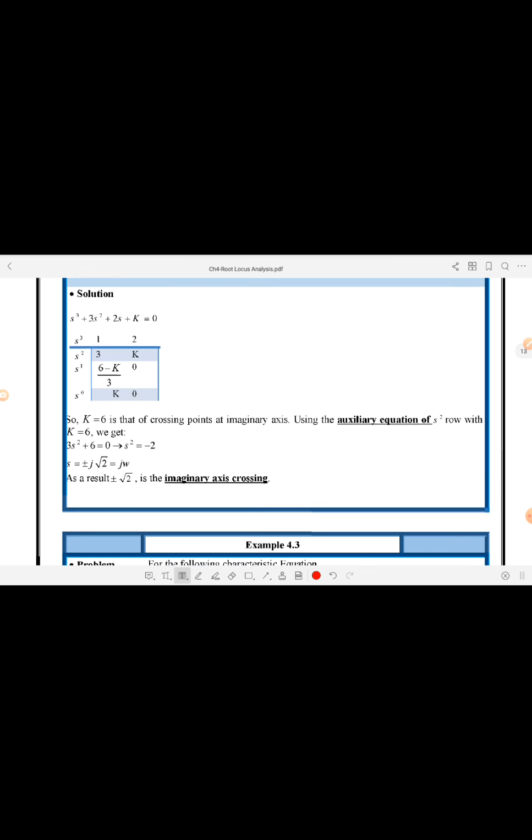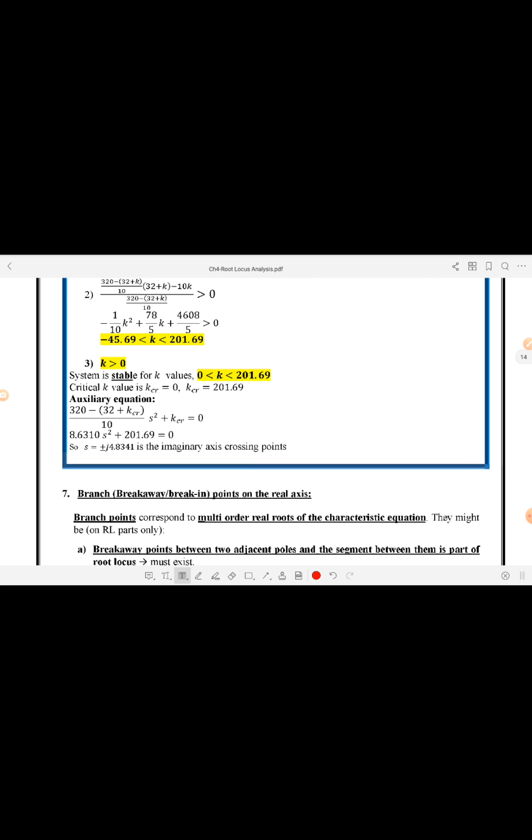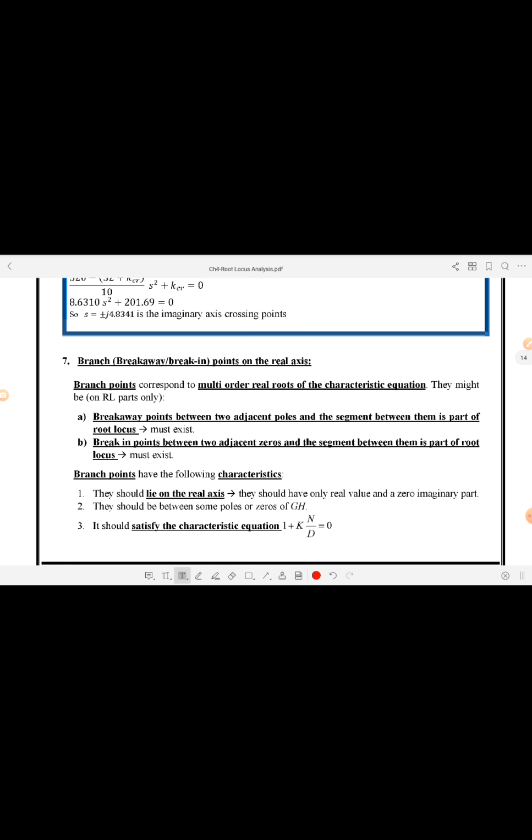And we have covered several examples in this regard, and we have reached in our series of lectures till this point. This is the point where we stopped our last lecture. So the seventh step of drawing the root locus is the determination of what we call the branch points.